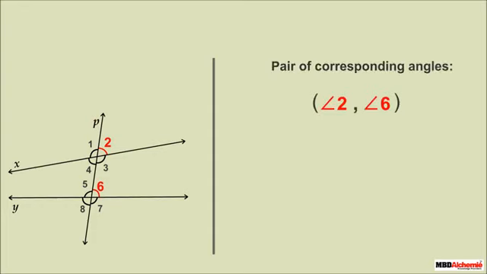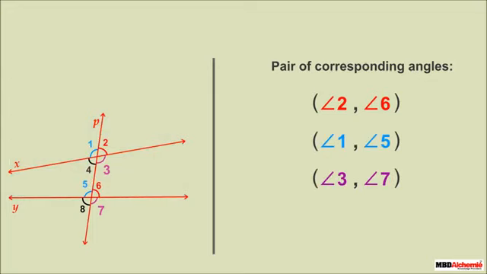We can also say that in a pair of corresponding angles, one of the angles must lie in the interior part and the other in the exterior part of the two straight lines which are intersected by the transversal line. There are many more pairs which satisfy the same condition of corresponding angles, and these are angles 1 and 5, 3 and 7, and lastly 4 and 8.